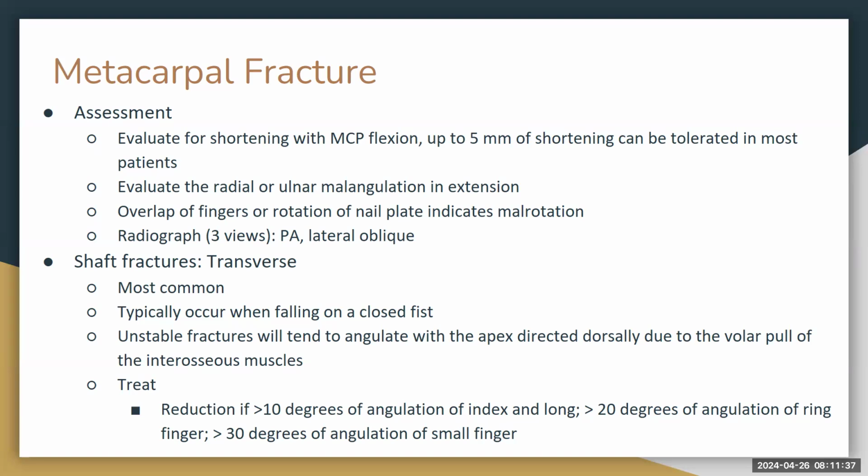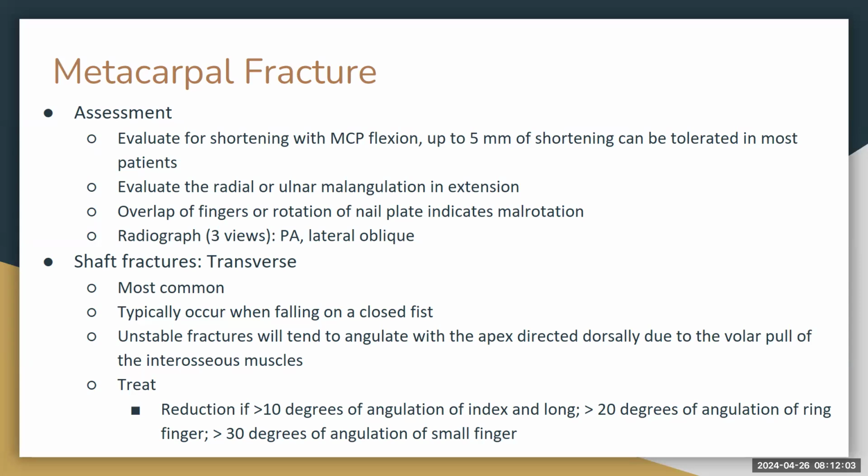And then looking at these with PA, lateral, and oblique radiographs. The shaft fracture, a transverse fracture, is the most common. These typically occur when falling on a closed fist. Unstable fractures will tend to angulate with the apex directed dorsally. This is due to the volar pull of the interosseous muscles. So the end of the finger points dorsally.